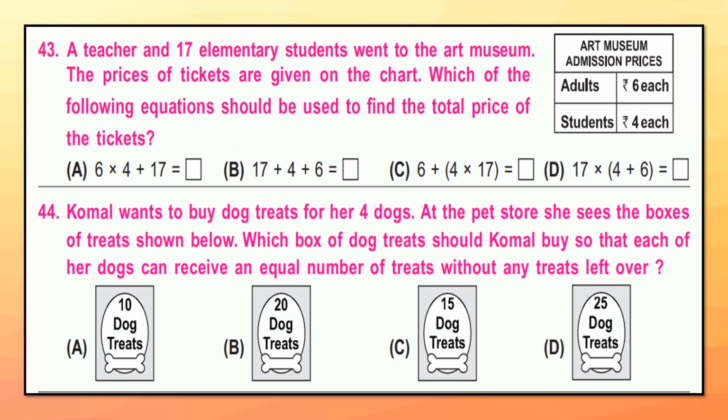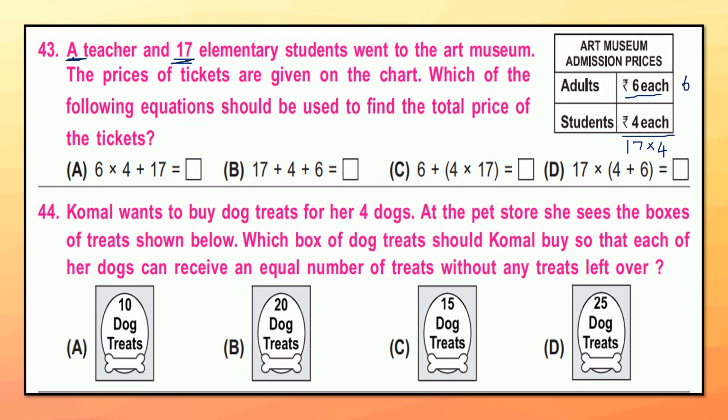Question number 43. A teacher and 17 elementary students went to the art museum. The prices of tickets are given on the chart. Which of the following equations should be used to find the total price of the tickets? So we have the chart in which we have the prices of the tickets. Adults 6 rupees each, students 4 rupees each. There are 17 elementary students and one teacher, a teacher. So the cost for the 17 elementary students would be 17 into 4. And the price for one adult is 6 rupees. So one teacher, so that is only 6.